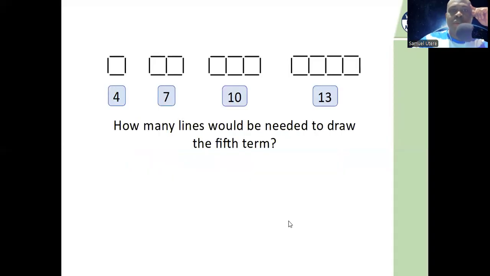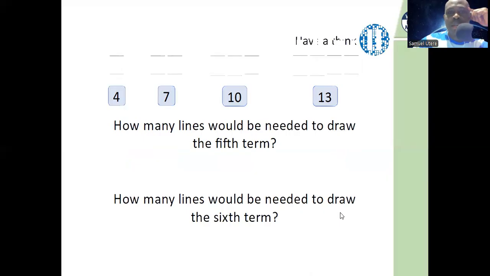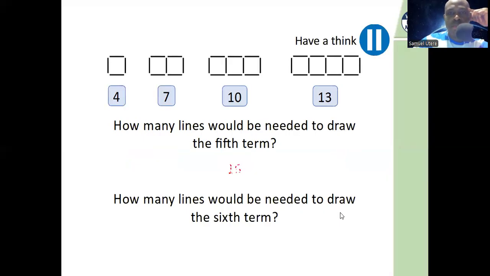All right. So how many lines will be needed to draw the fifth term? Well, that shouldn't be difficult, right? If we're adding 3 every time, the fifth term is going to have to be 16 because 13 plus 3 is 16. So we're going to need 16 lines to make the fifth term. And then if I ask you the sixth term, you say, oh, I just need to add 3 more, and that will be 19.